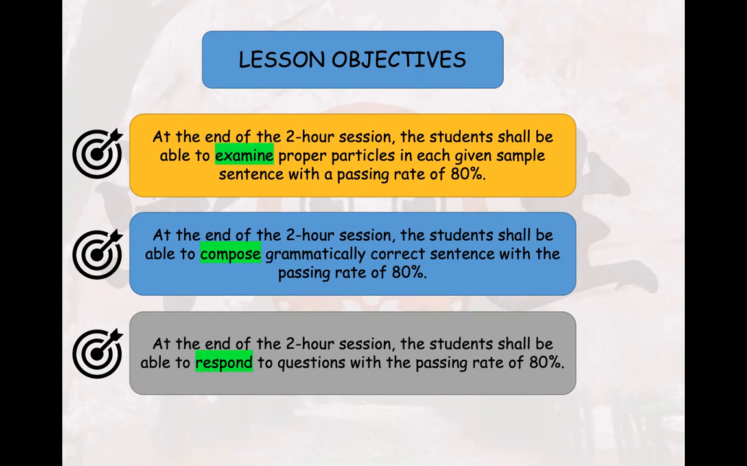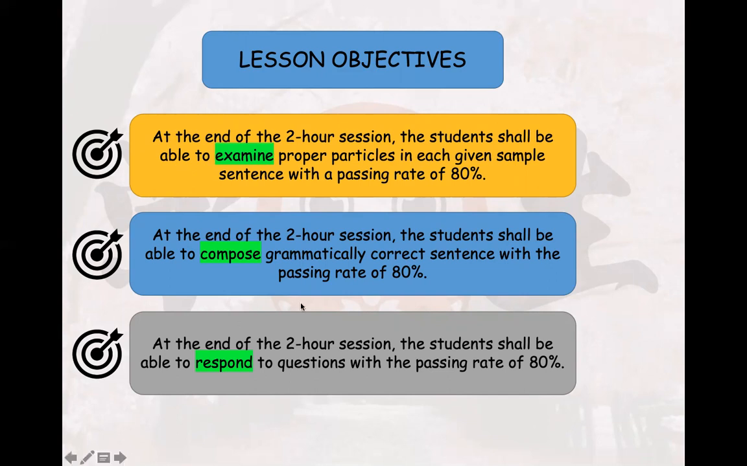The second one, under the affective domain, is for us to be able to compose grammatically correct sentences, at least with a passing rate of 80% again. So when you say grammatically correct sentences, we are aiming to achieve at least a grammatically correct sentence using the patterns, using the vocabularies, and of course the particles.